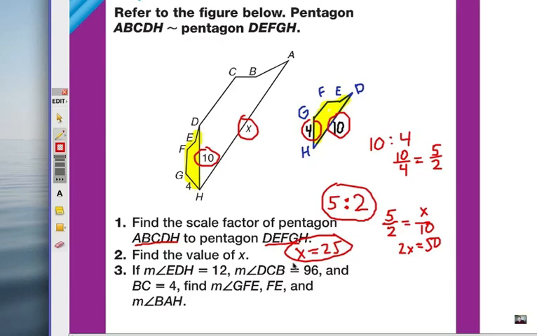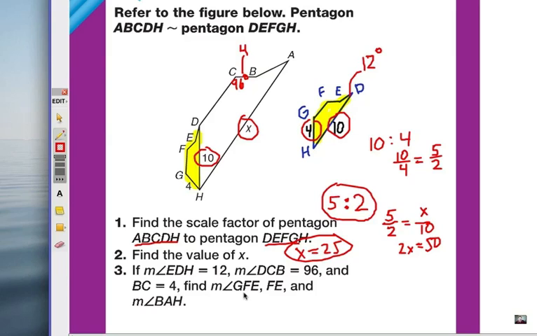Number three, if angle EDH is 12 degrees, measure of DCB is 96, and BC is 4, find the measure of GFE.